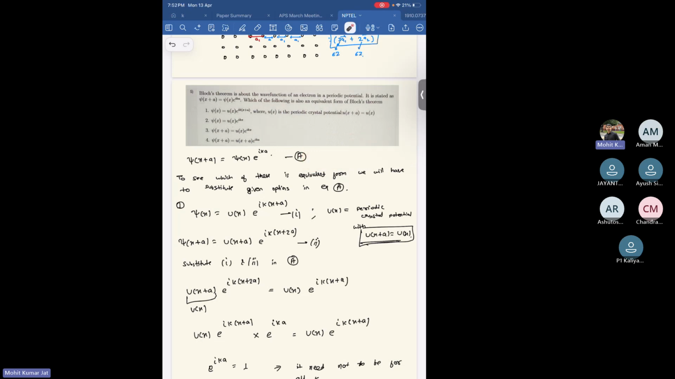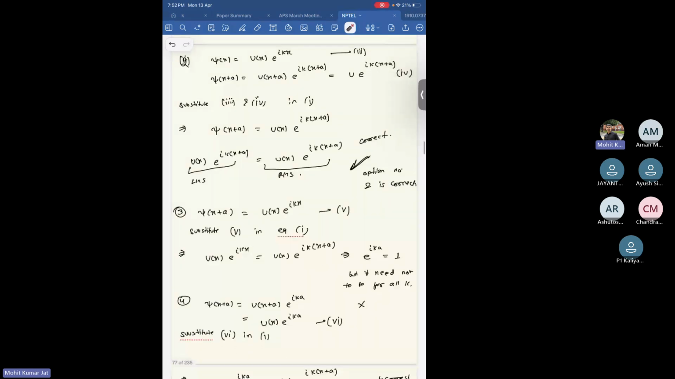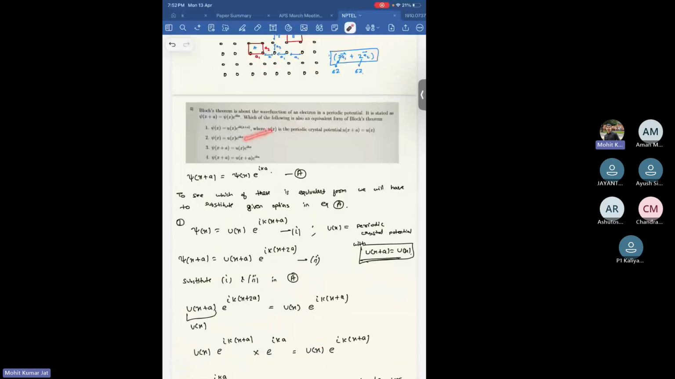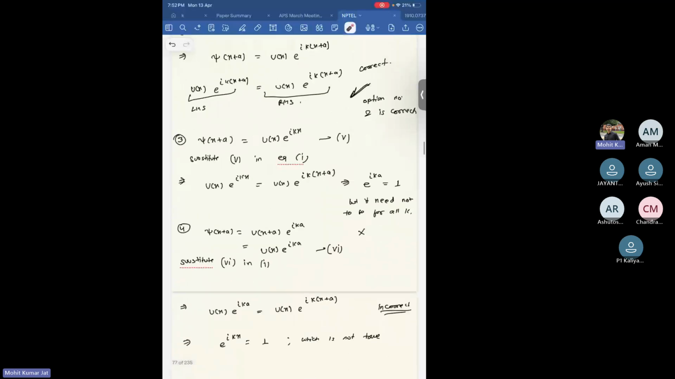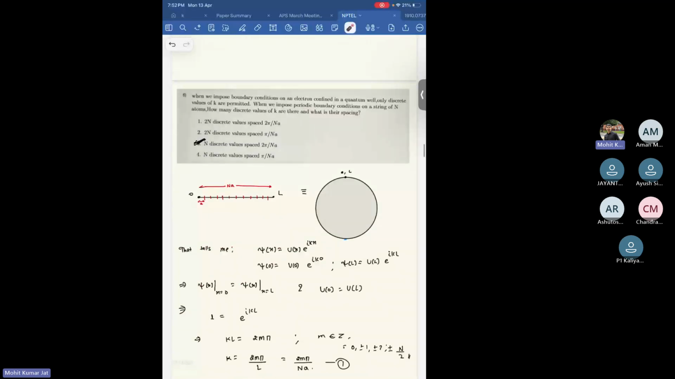So that's what we try on all of the given 4 options, and we find that option number 2 only satisfies this criterion. The rest of the options do not satisfy this criterion. It is just a numerical exercise. It is something which we have already discussed in the class earlier. It is just for the revision.